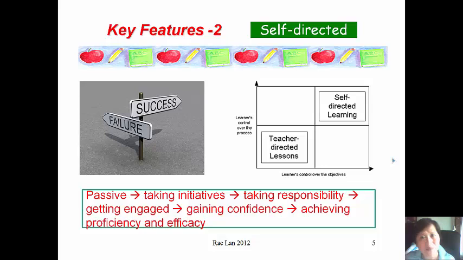Think about it, here in Taiwan, many students are very passive learners. They don't take initiatives in learning. But if we apply language learning strategies, we are able to become independent and responsible learners. We take initiatives, and we take responsibility for our own learning. By doing this, we will become more engaged in our learning, and of course, we will gain more confidence. And by doing all this, we will eventually achieve our goals in language learning, to become more efficient learners and gain more self-efficacy.